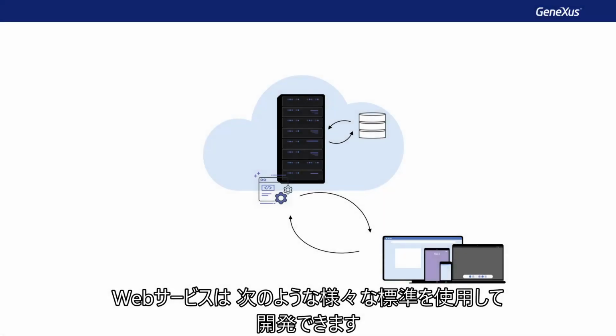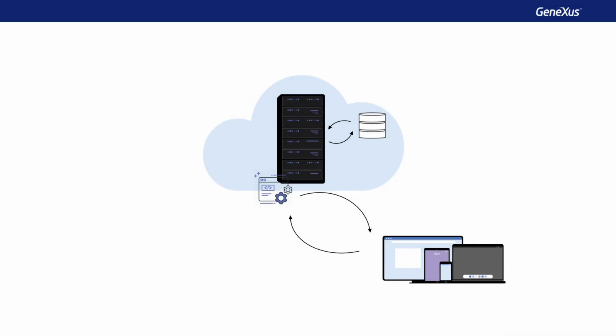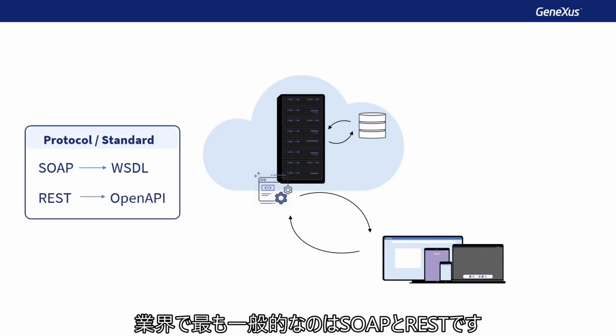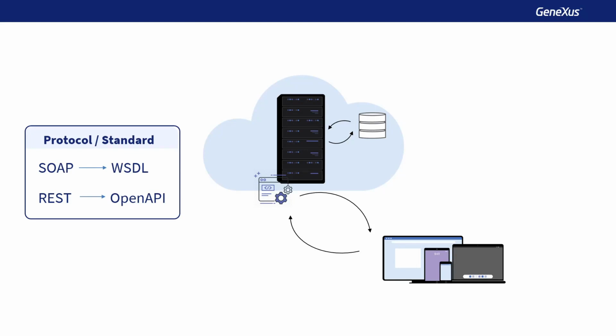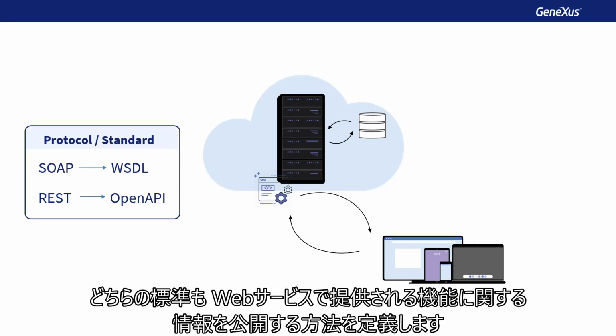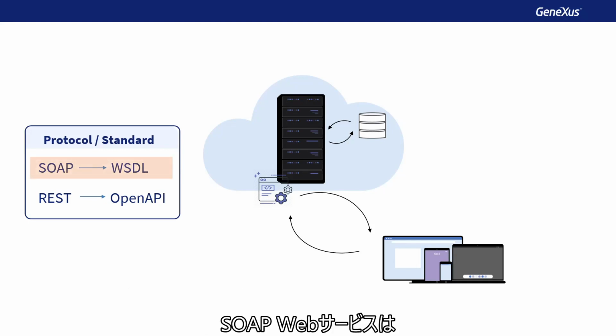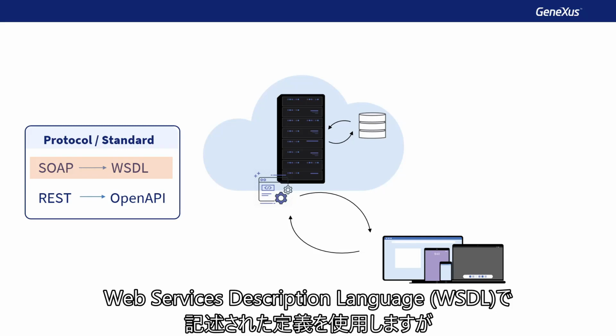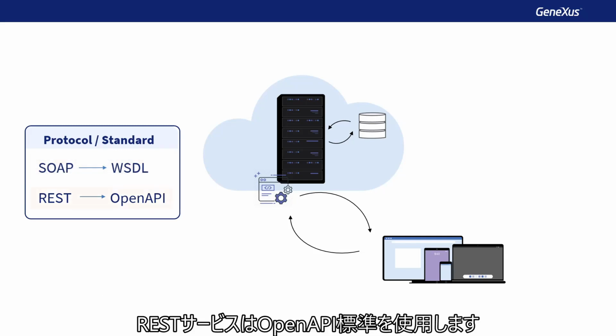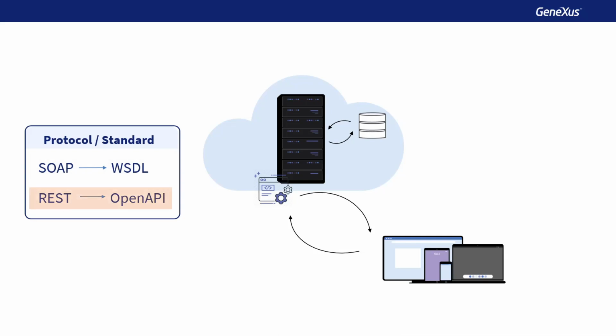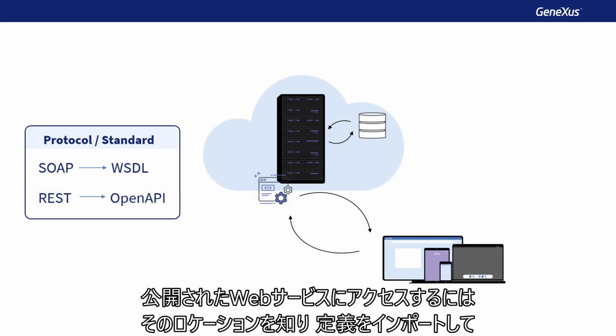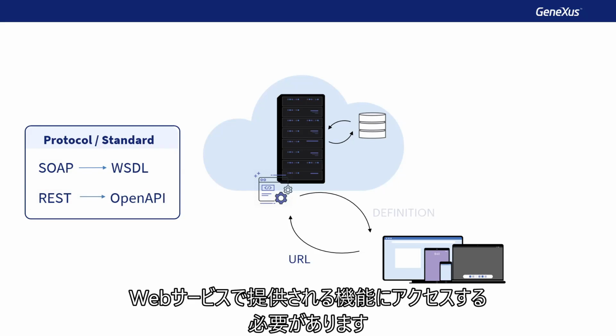Web services can be developed by following different standards. The most common ones in the industry are SOAP and REST. Each standard defines how to publish the information about the functions available in the web service. SOAP web services use a definition written in WSDL, Web Services Description Language, while REST services use the Open API standard. To access a published web service, we must know its location and import its definition in order to access the functions available in the web service.